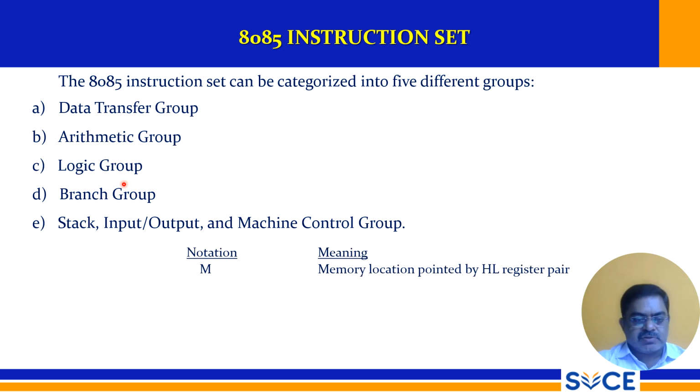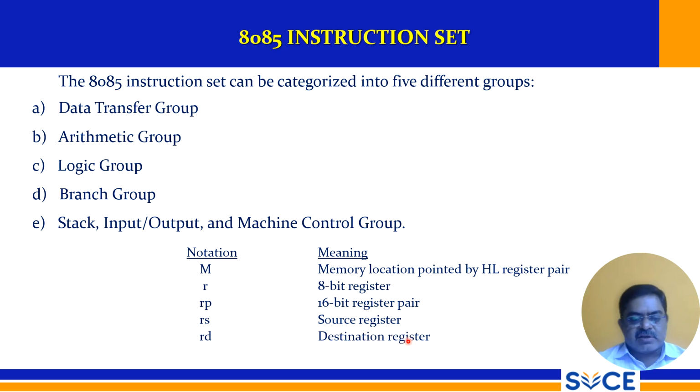And you can see the notations here. M is the memory location pointed to by the HL register pair, also known as the memory pointer. R is an 8-bit general purpose register. RP is a 16-bit register pair, and RS is the source register. RD is the destination register, and ADDR is a 16-bit address. ADDR is nothing but address, normally 16-bit in size. So these are the notations. All of you please remember these notations in order to remember all 74 instructions.